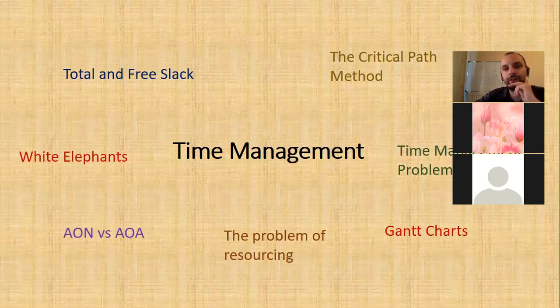So free slack is always a proportion of total slack. So if there's 0 total slack, there will be 0 free slack. If there's 9 days of total slack, you know the free slack must be 9 days or less.